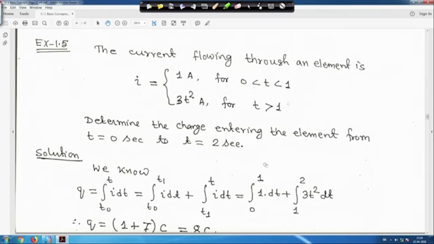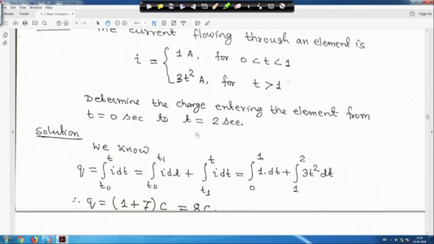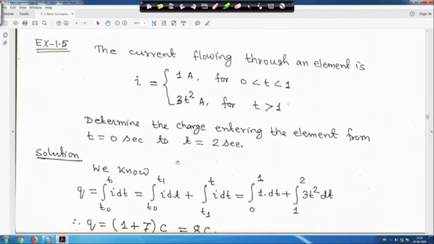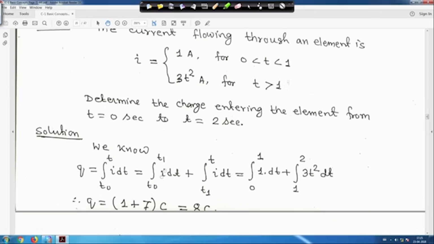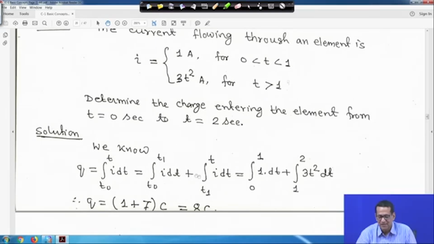I hope it is understandable to you. You have 2 intervals, one is 0 to 1 and another is t greater than 1, but you have to find out in between 0 to 2 seconds. So, 0 to 1, that is t0 is equal to 0 and t1 is equal to 1, right, and then t1 to t is 1 to 2 seconds, and t is equal to 2, but this is I dt, this is I dt.